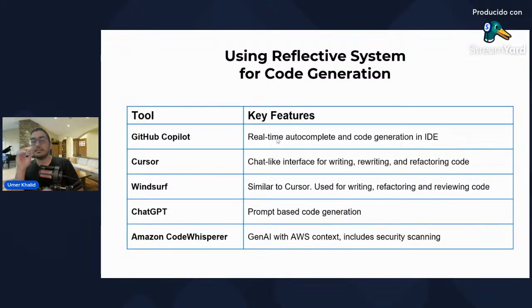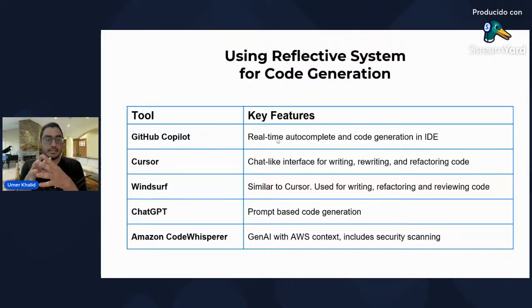So basically, we have a lot of tools out there, but the main ones I put over here in this table. First one is GitHub Copilot. I think GitHub Copilot has come a long way. It's becoming an ecosystem. I think Microsoft is on the right track in creating an AI ecosystem for their users.